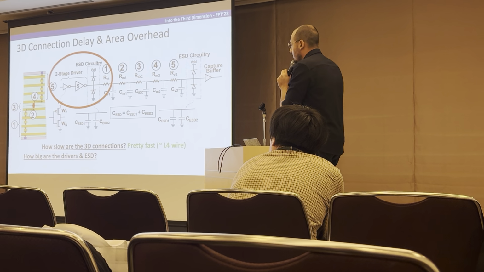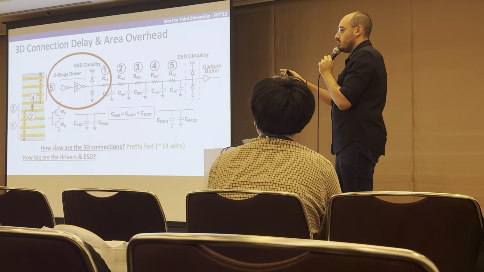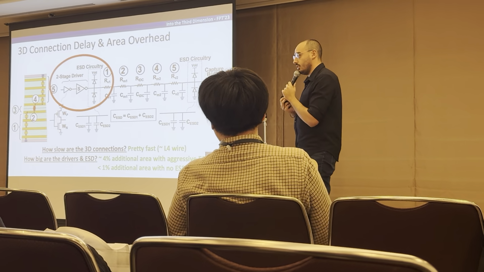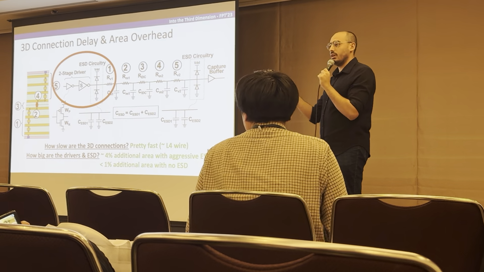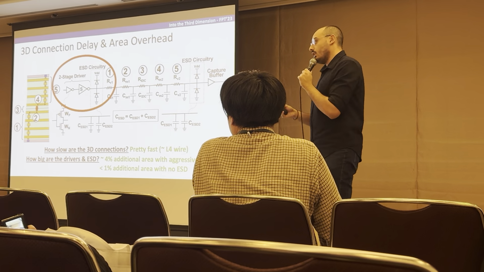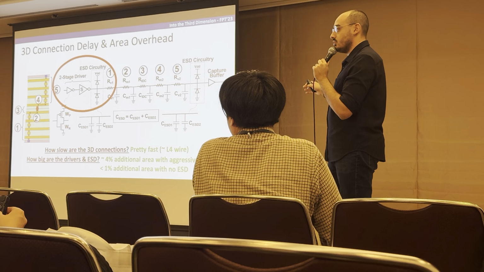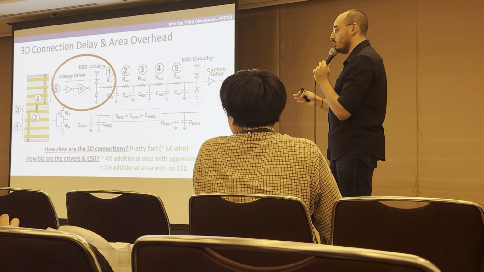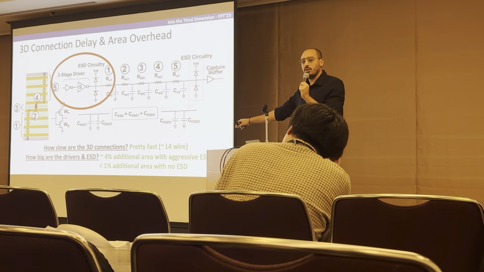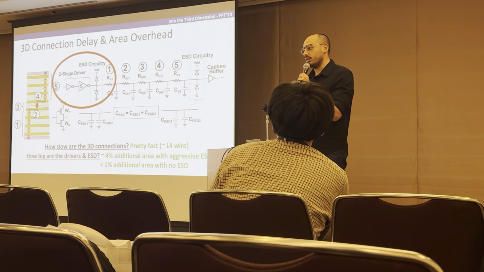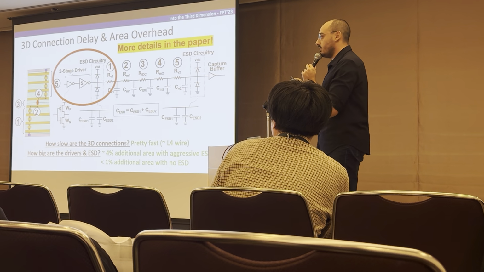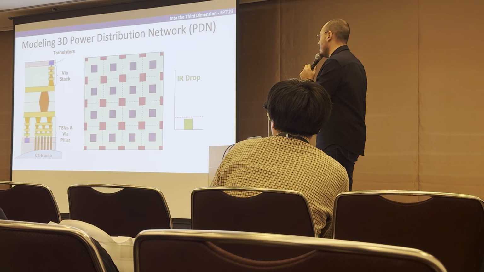It also turns out that the driver and the electrostatic discharge circuitry can add around 4% additional area to your FPGA tile if you go with the most aggressive protection circuits against electrostatic discharge. But if you get rid of that electrostatic discharge circuitry, this overhead goes down to less than 1%. So this is something for the manufacturing engineers to think about, on how to shrink those electrostatic discharge circuits. There are way more details about this in the paper, so please go check it out if you're interested.